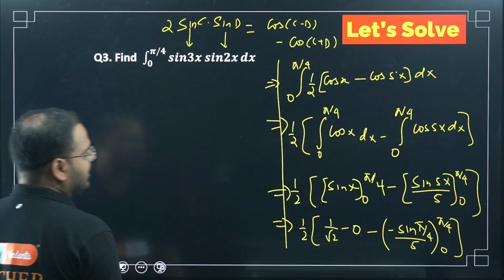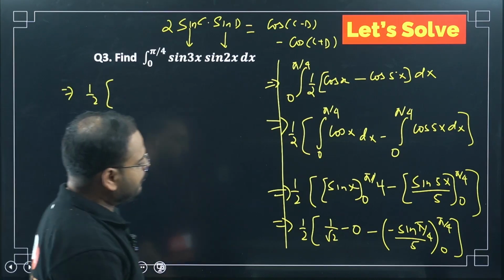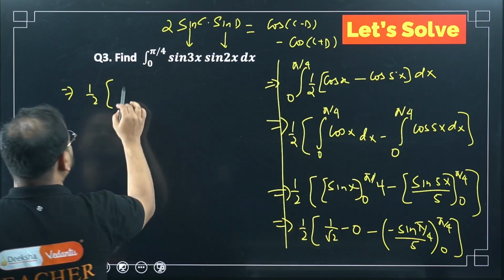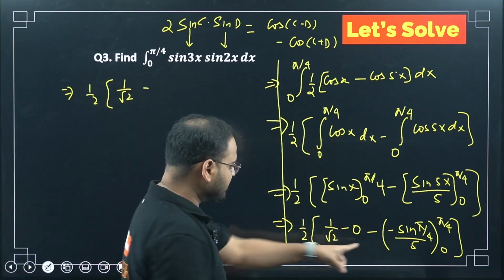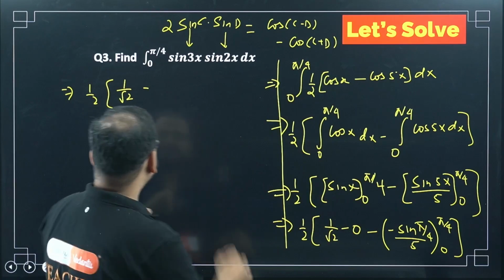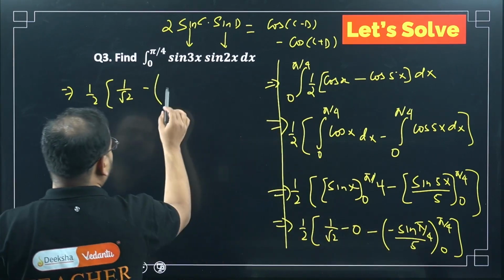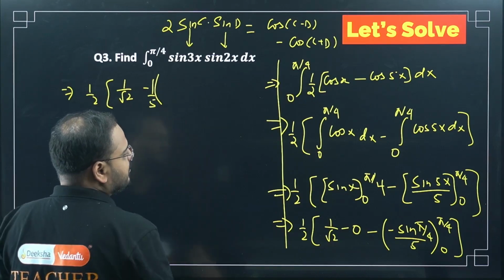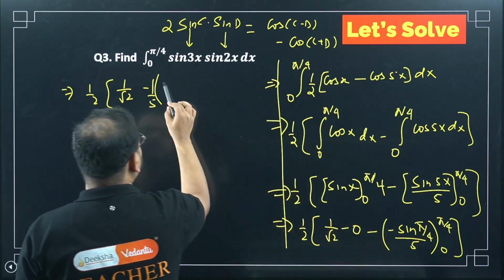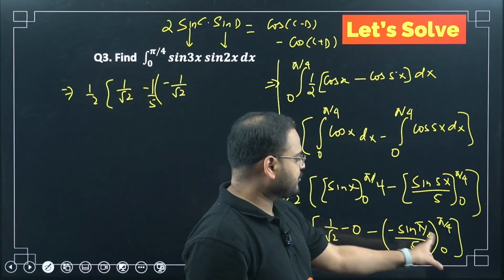Have a look now. We are about to close this question. 1 by root 2 will remain just as it is. Minus 0 I'm not writing, just this minus. Now check the bracket. I can take the 1 by 5 outside. Sine of pi by 4 will become minus 1 by root 2, because of this minus sign. And sine of 0 will be what?